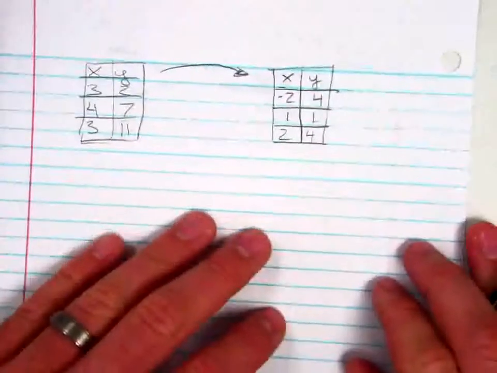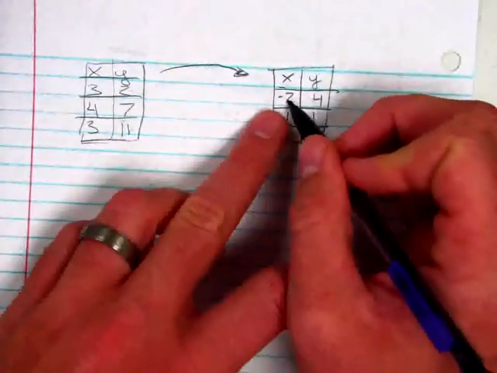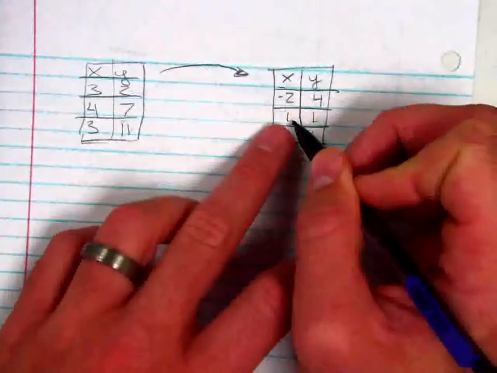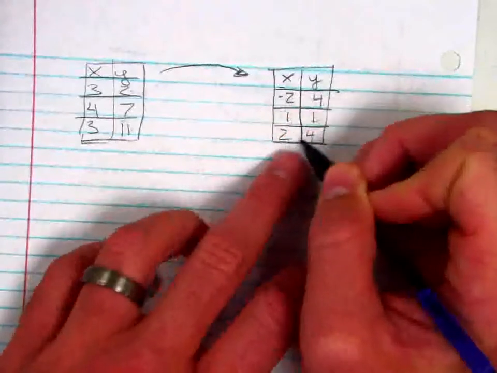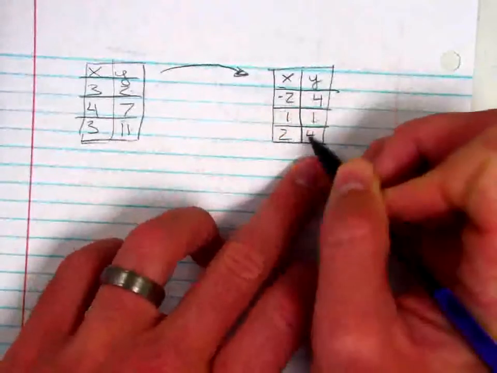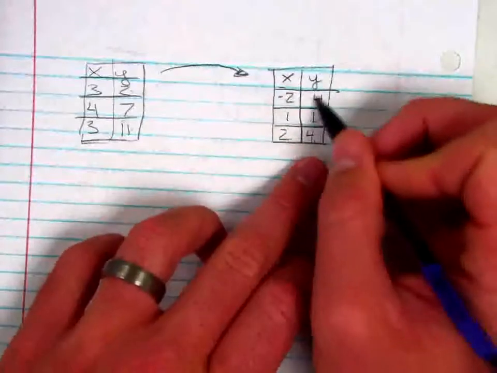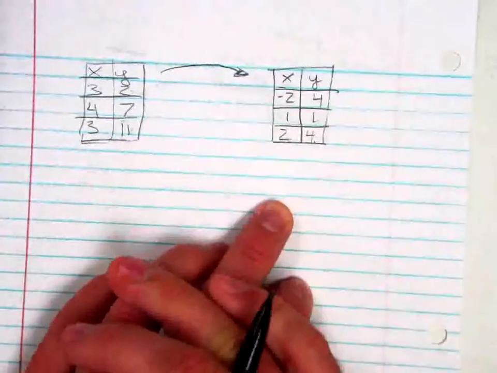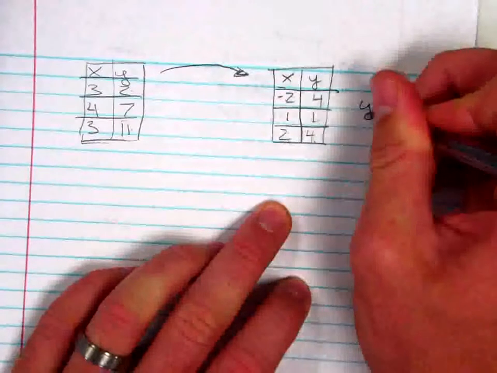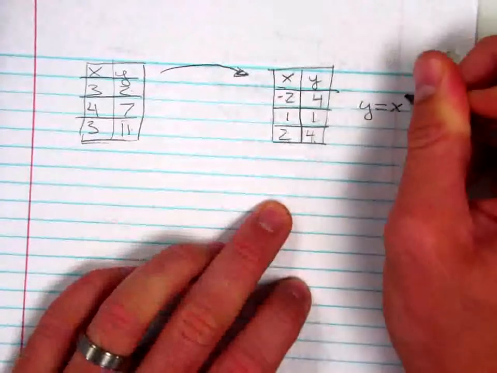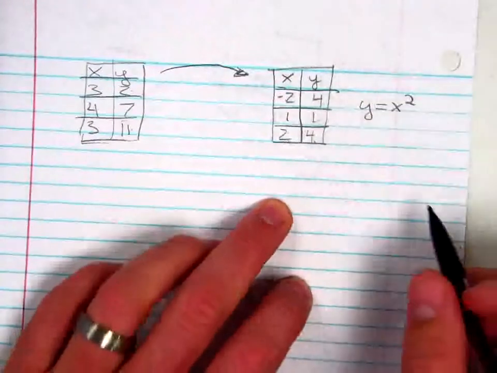Now let's look at the opposite over here. Negative 2 has a y value of 4, 1 has a y value of 1, and 2 has a y value of 4. Well, different x's are now giving us the same y value. I wonder if that can happen. Actually, this is just the function of y equals x squared.